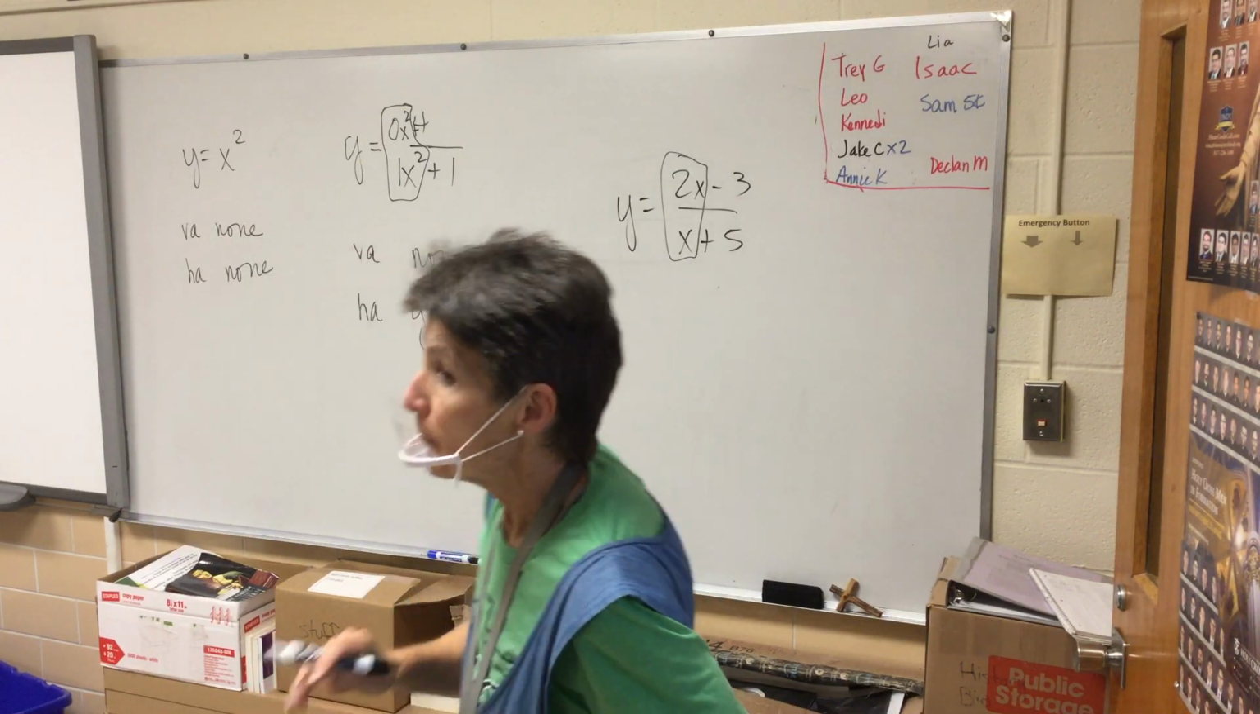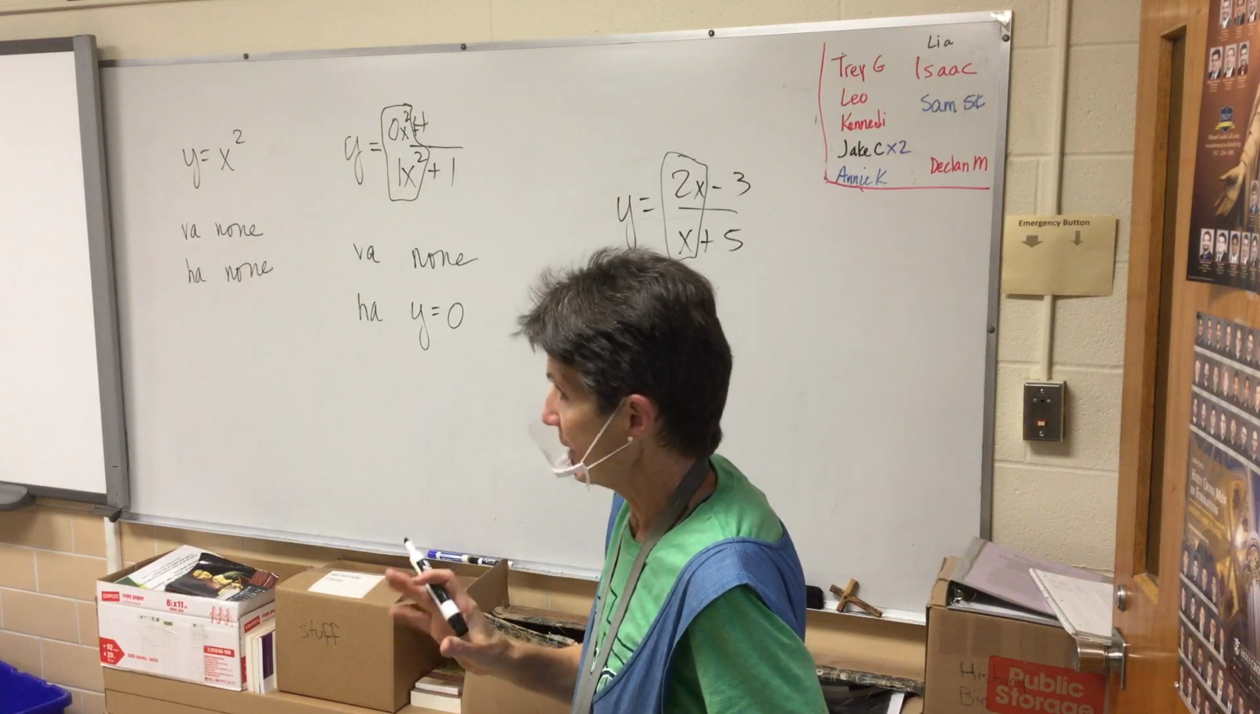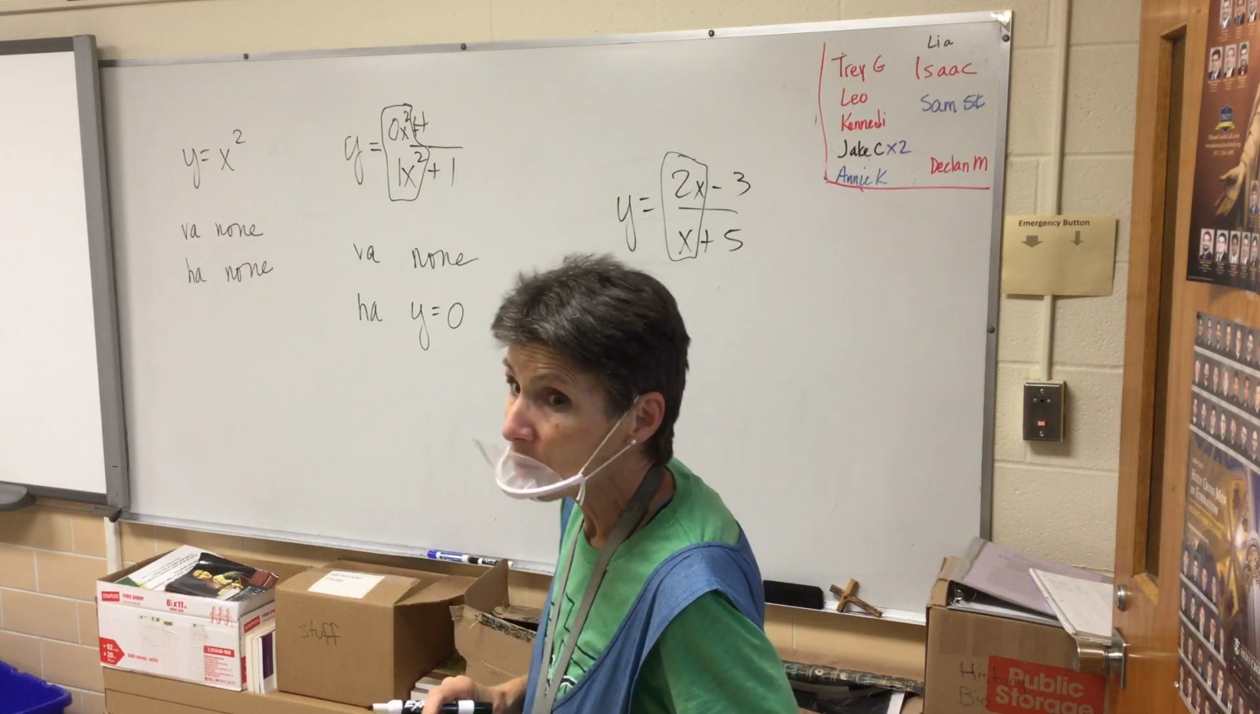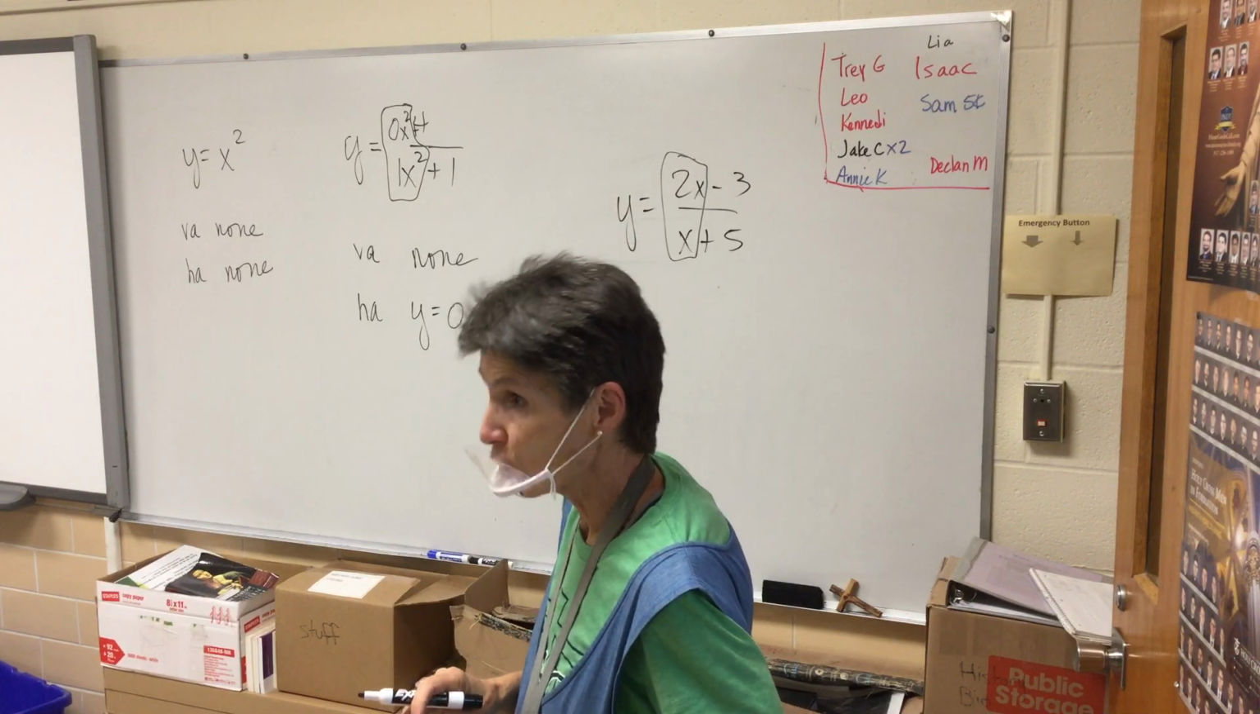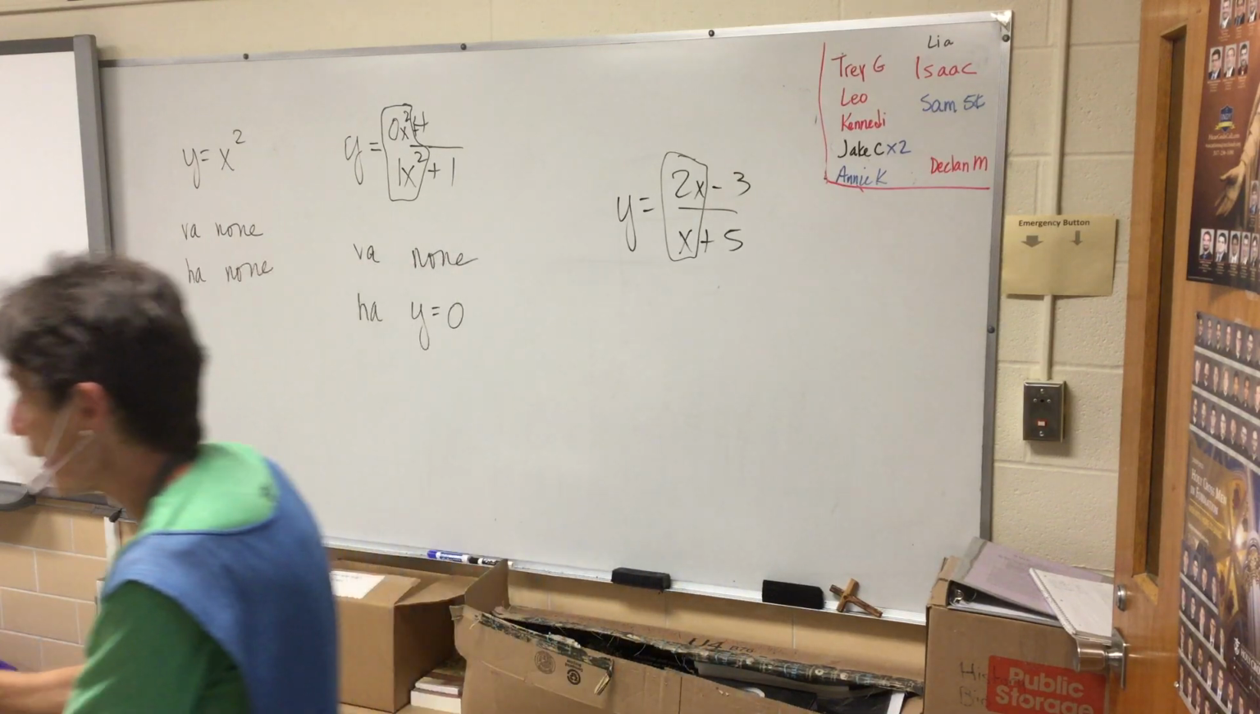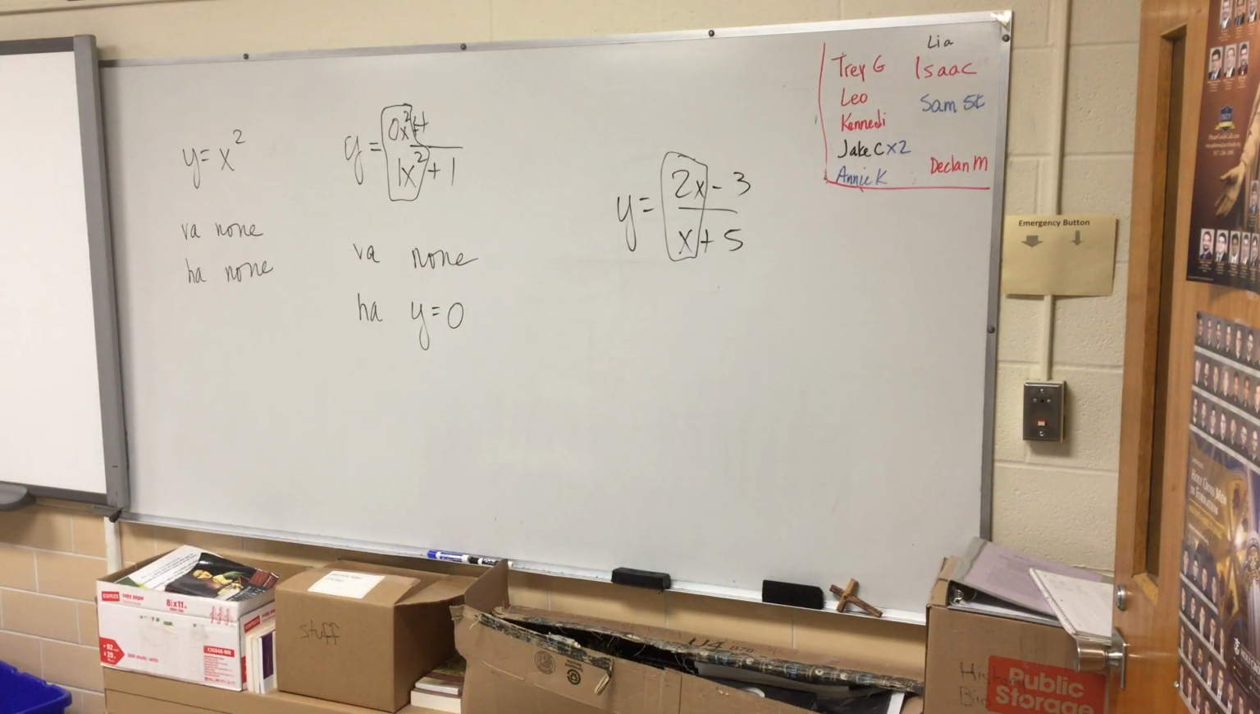I hate memorizing stuff. A little FYI, when the power on the bottom is bigger, when you have more x's on the bottom than you have on the top, it'll always be 0. The horizontal asymptote will always be 0 if you have more x's on the bottom than you have on the top.